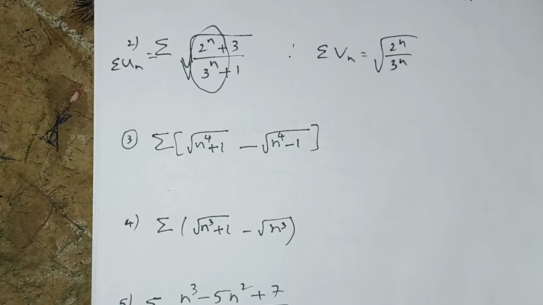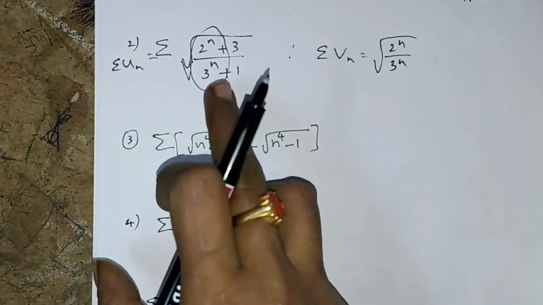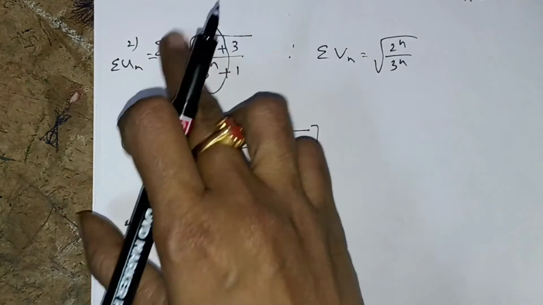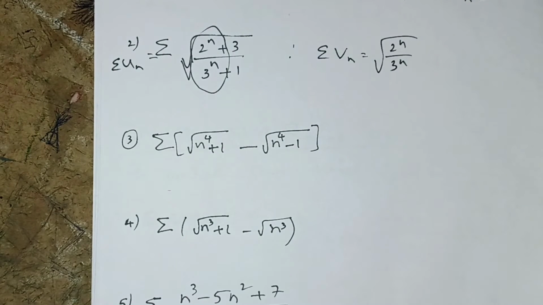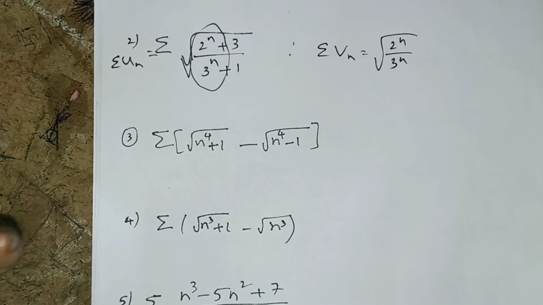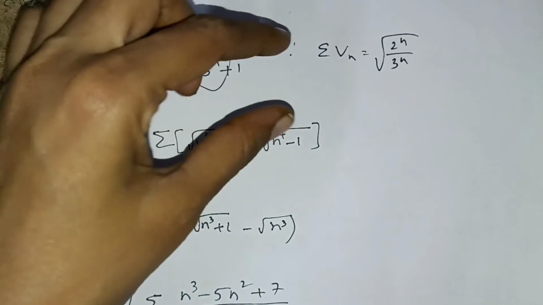Here, under root of 2 to the power of n by 3 to the power of n, we take vn as whatever term is dominating in the given term. Why? Because if you apply the formula limit n tends to infinity un by vn, all the terms will get cancelled and you will easily get a finite number. That's why we are making it like this.